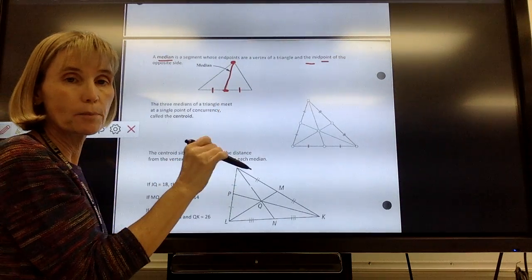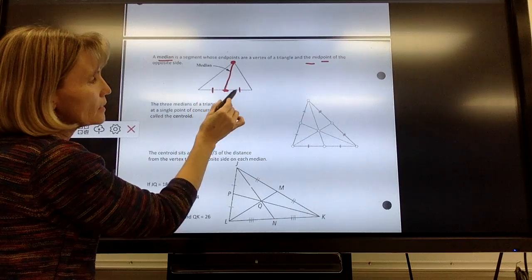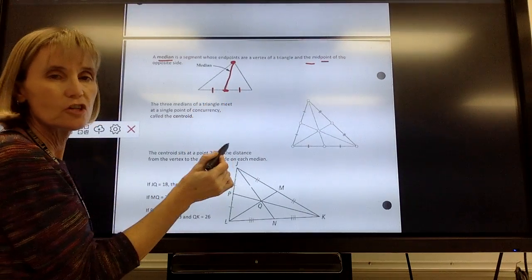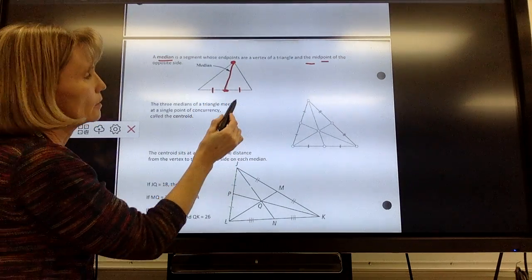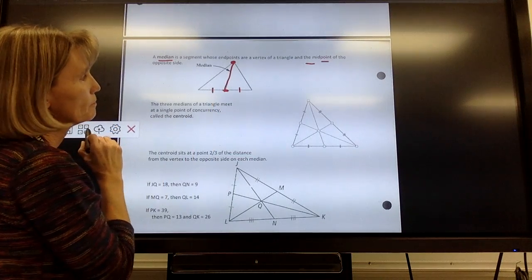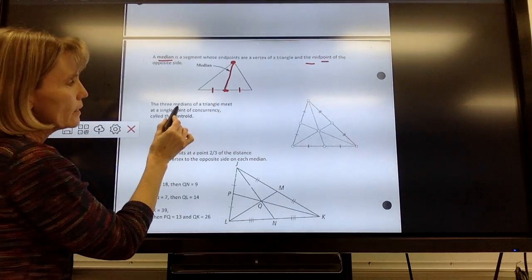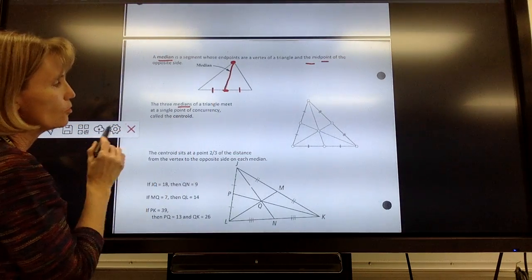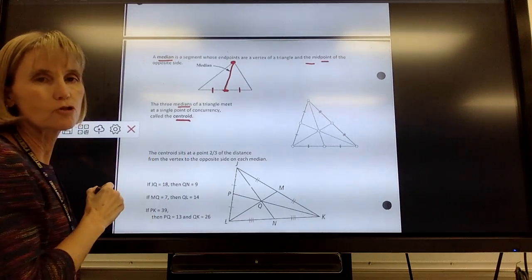Again, very similar to the perpendicular bisector. It is bisecting the opposite side, but the difference is that the median is not perpendicular. This angle is not 90 degrees. The three medians of the triangle meet at a single point of concurrency called the centroid.